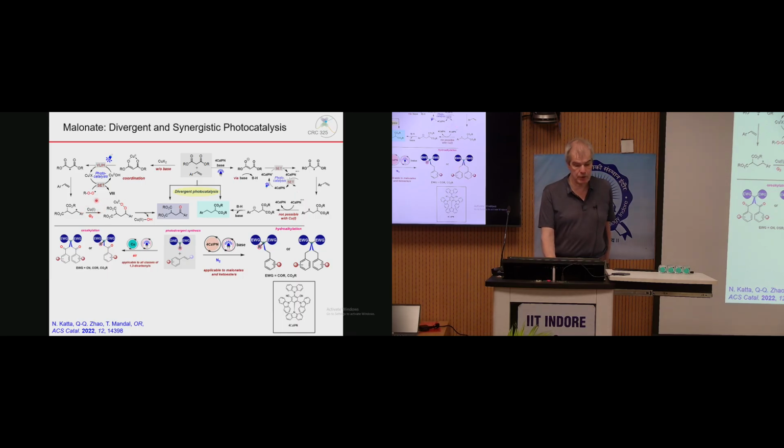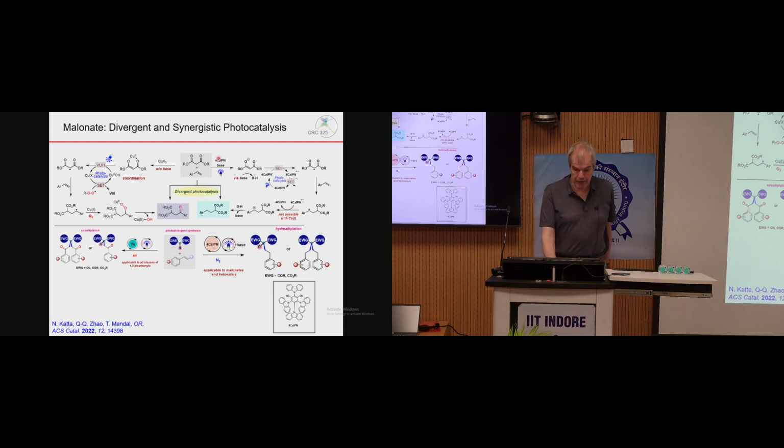The copper 1 is the reduced photocatalyst, but the reduced copper 1 is not able to reduce this radical to the anion. But the reduced 4-CzIPN can do this. So now this radical gets reduced to the anion, and it can pick up a proton.